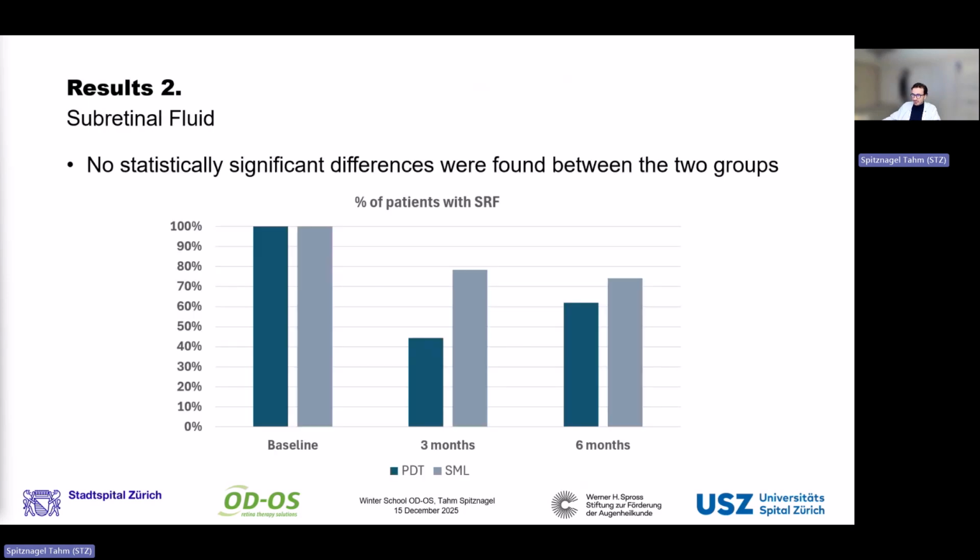The subretinal fluid, there was no significant difference between those groups regarding the subretinal fluid. You can see here at baseline, 100% in both groups had subretinal fluid, and then after 3 months, we had 45% with the presence of subretinal fluid in the PDT group, and around something between 70 and 80% in the SML group. After 6 months, we had around 60% and a bit over 70%.